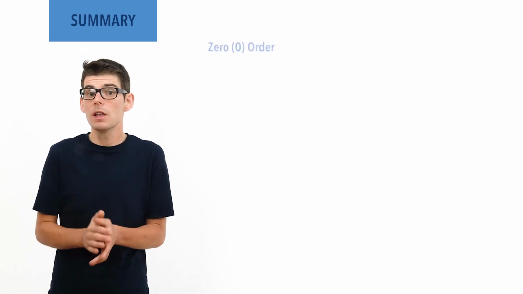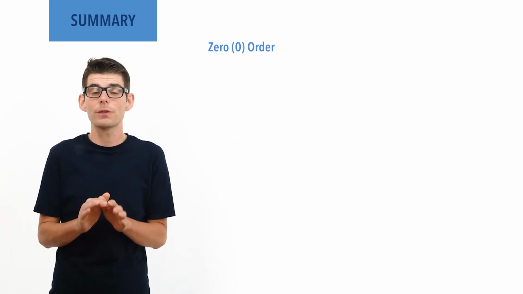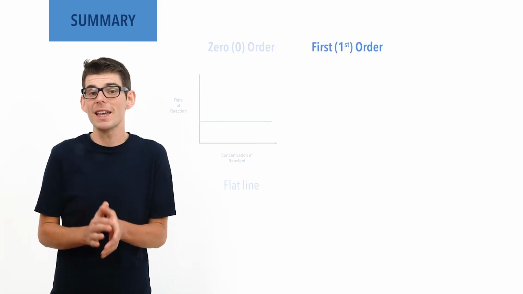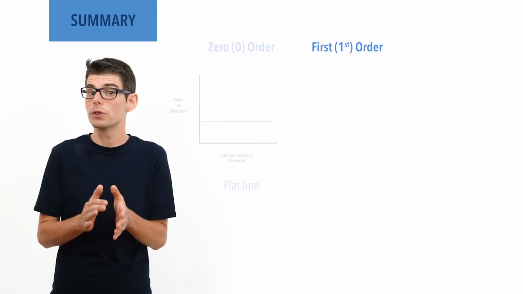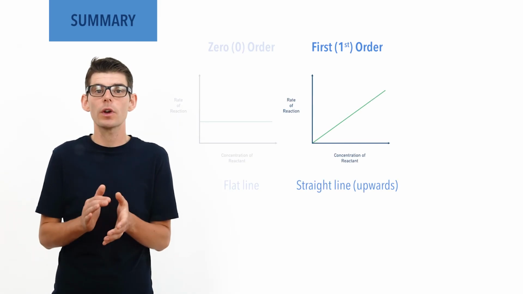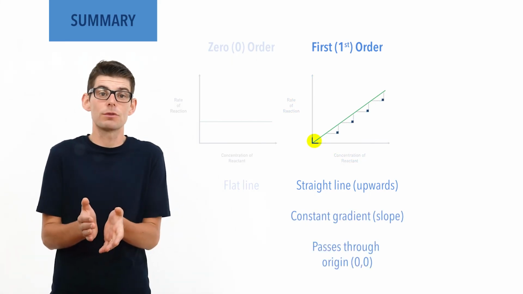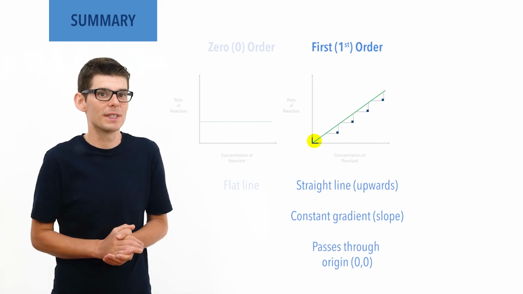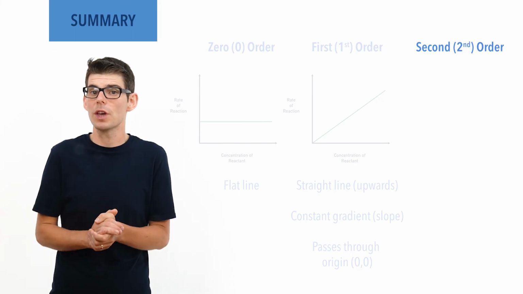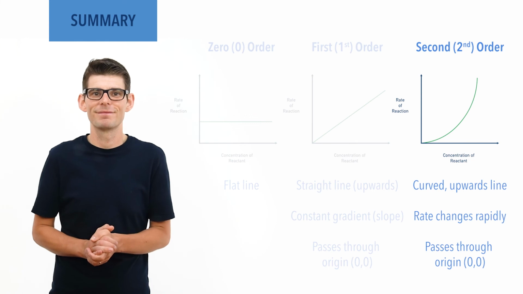For zero order, the concentration has no impact on the rate of the reaction, and the graph is a flat horizontal line. For first order, the rate of the reaction is directly proportional to the concentration of the reactant, and the graph is an upwards straight line with a constant gradient. The line has to pass through the origin, as at a concentration of 0, the rate must also be 0. For second order, the graph has a curved upwards shape, and the rate of reaction changes very quickly with concentration.